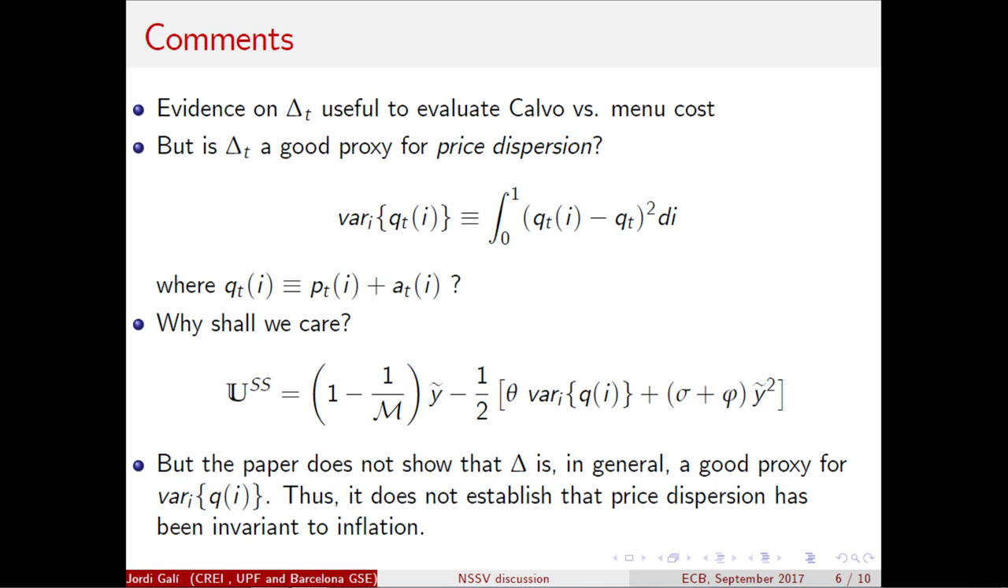Now, what the paper doesn't do, I mean, Emmy has given some intuition why the two are likely to be related, this mean of absolute price changes and price dispersion, but what the paper doesn't really do explicitly is establish that this mean of absolute price changes is a good proxy for the variance measure of inefficient price dispersion. So strictly speaking, it does not establish that price dispersion has been invariant to inflation.